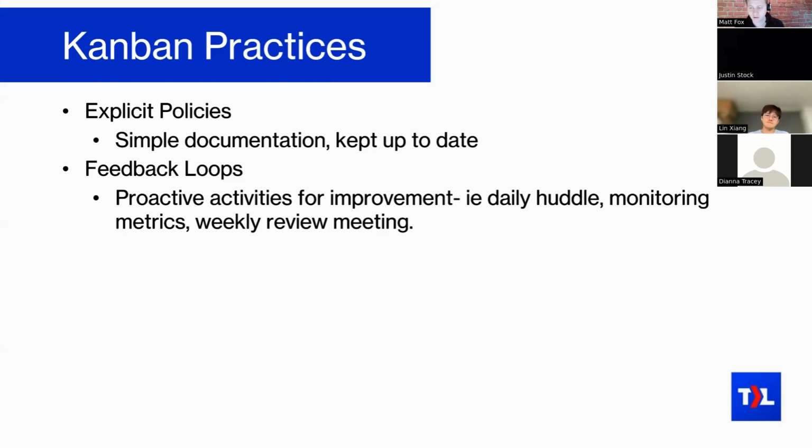Also, I had mentioned feedback loops. That's where we have some proactive activities for improvement. That could be anything from a daily huddle, which I'll talk more about very shortly here. We also would want to be monitoring certain metrics about our work and having a weekly review meeting. You might get together week by week and talk about how the work has gone and think about how you can do it better. Those are good practices to build into your team to make sure you have effective ways to get everybody's feedback and to apply it.